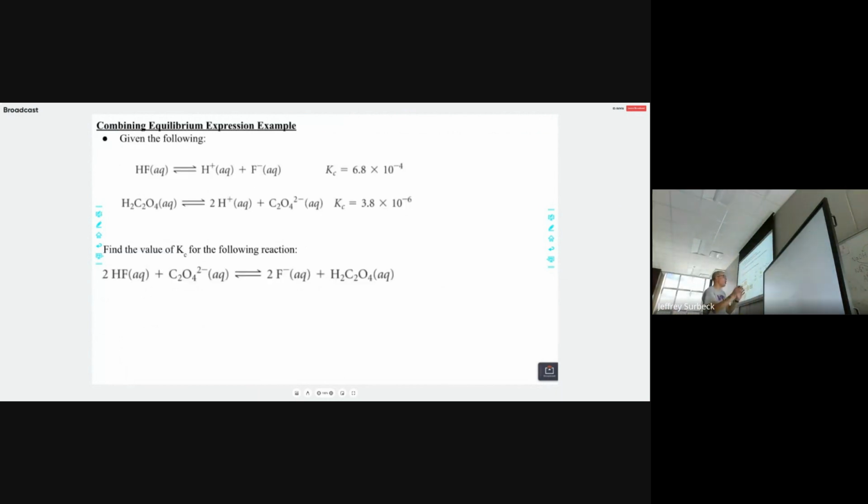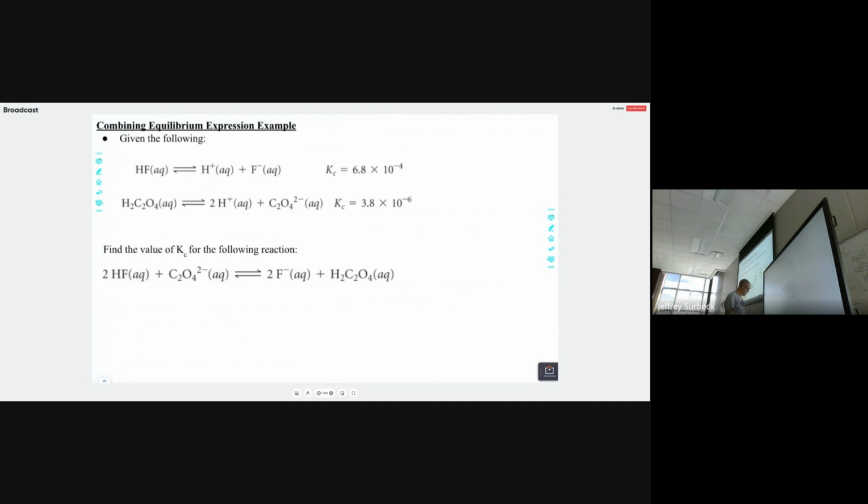Okay, so our example, it says, hey, you are given these top 2 things. You want to find out what is the K value for this bottom reaction. Okay, so this is a lot like Hess's law, which is covered in thermochemistry. But I want to show you how we can take our top 2 equations with known K values, and we can get to our equation down here and find that K value. So the first thing that I'm going to do is this.